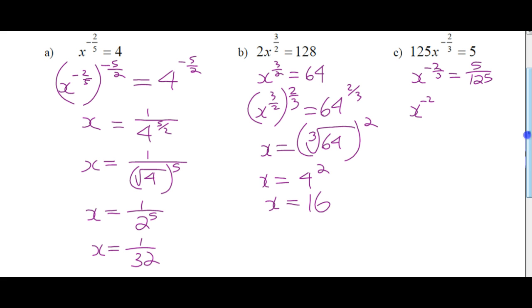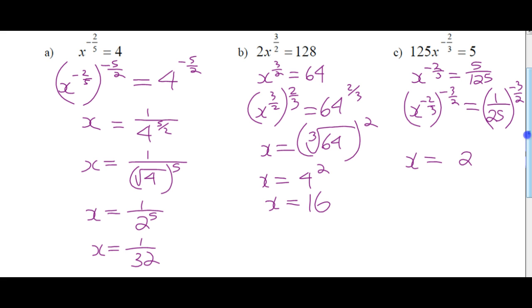So x to the negative 2/3 to the negative 3/2, right? A negative power has a negative reciprocal, right? And you want negative times negative because you want it to be positive 6/6 or positive 1. And 5 over 125 becomes 1/25, and you can raise that to the negative 3/2. Okay, so this left side becomes x to the 1, or just x.